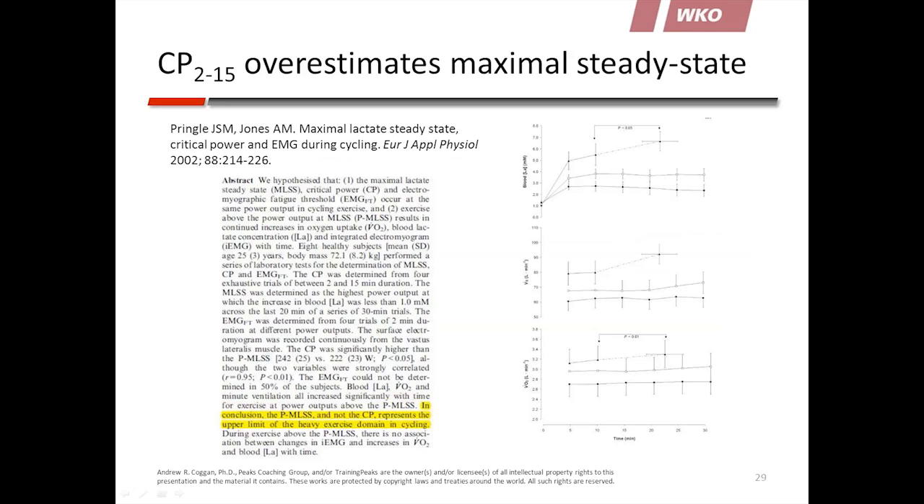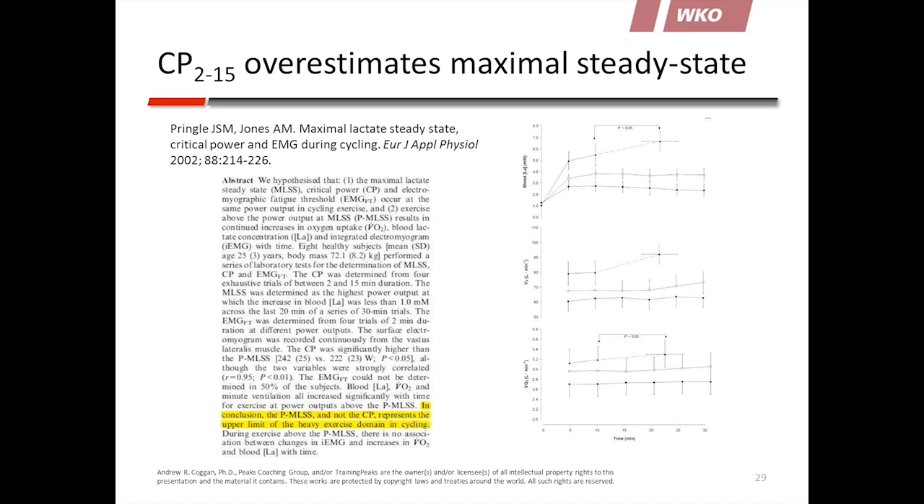So that's the state of the literature as of 2002, and it would take a very selective reading of the scientific literature to reach any conclusion otherwise, which is why I find it very puzzling that Andrew Jones then goes on to write review articles, ignoring his own previous work here, and tries to make the argument that critical power determined using tests of 2 to 15 minutes duration is really the magic marker that we're looking for here.